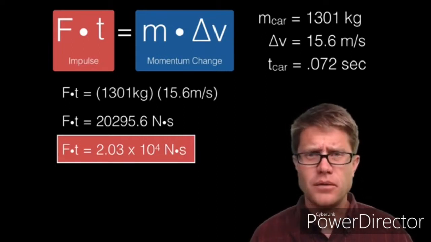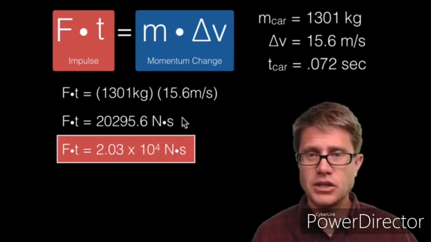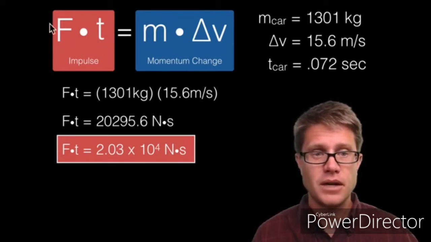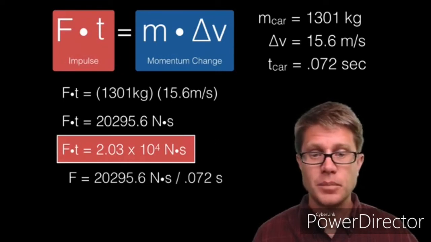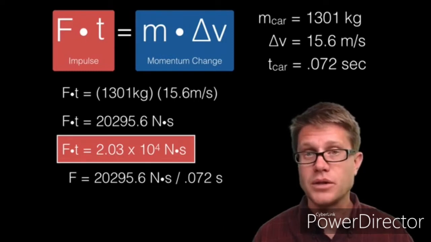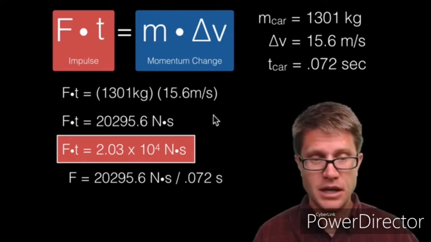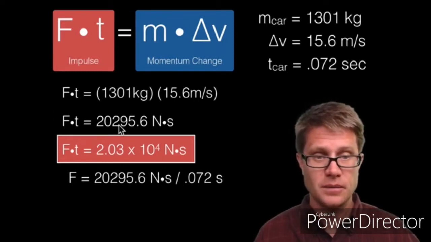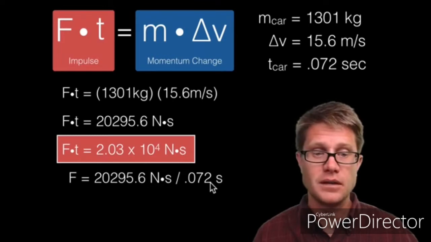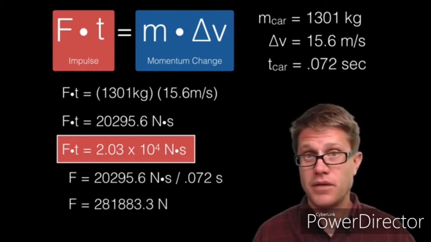Now, how do we figure out the force being applied? Well, since I showed you the time, 0.072 seconds, if we want to figure out the force from the impulse, all we do is simply divide by the time. So if we divide it by the time, it's going to give us the force that's being applied. So I'm going to take that impulse, which is right here. I'm going to include all those significant digits. And then I'm going to divide it by the time, which is 0.072 seconds. It's going to give me a force of that.